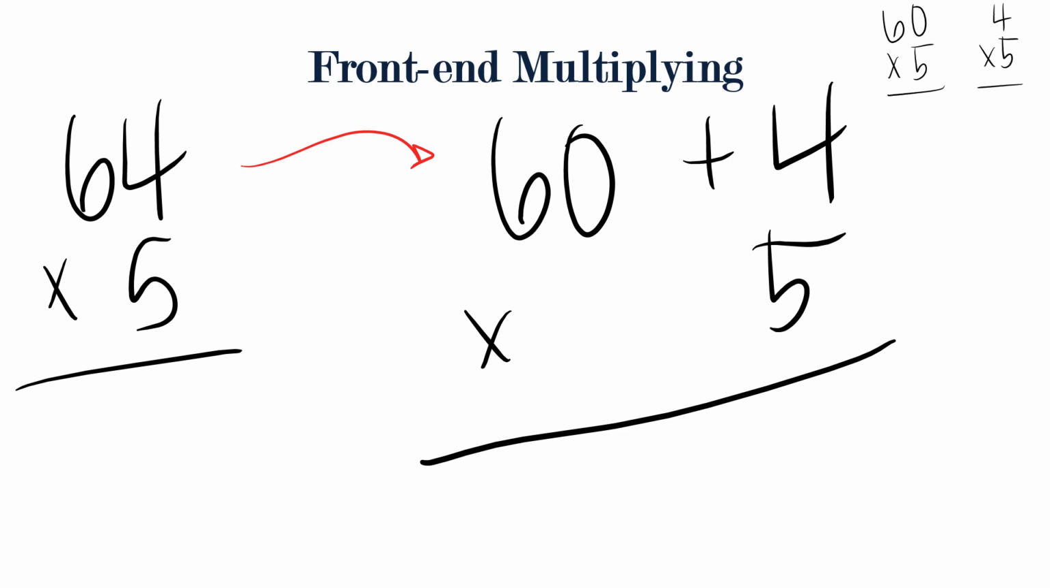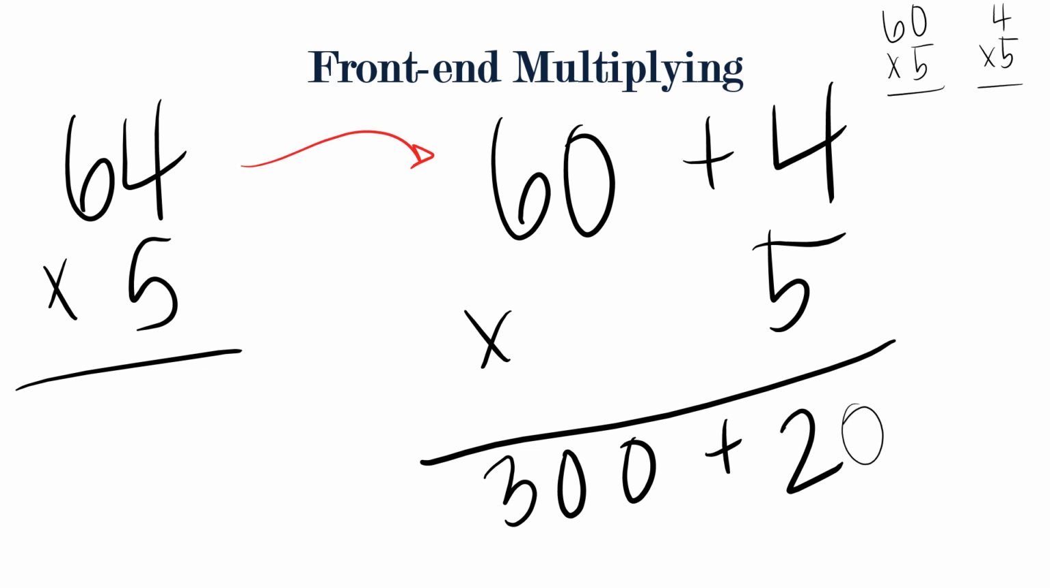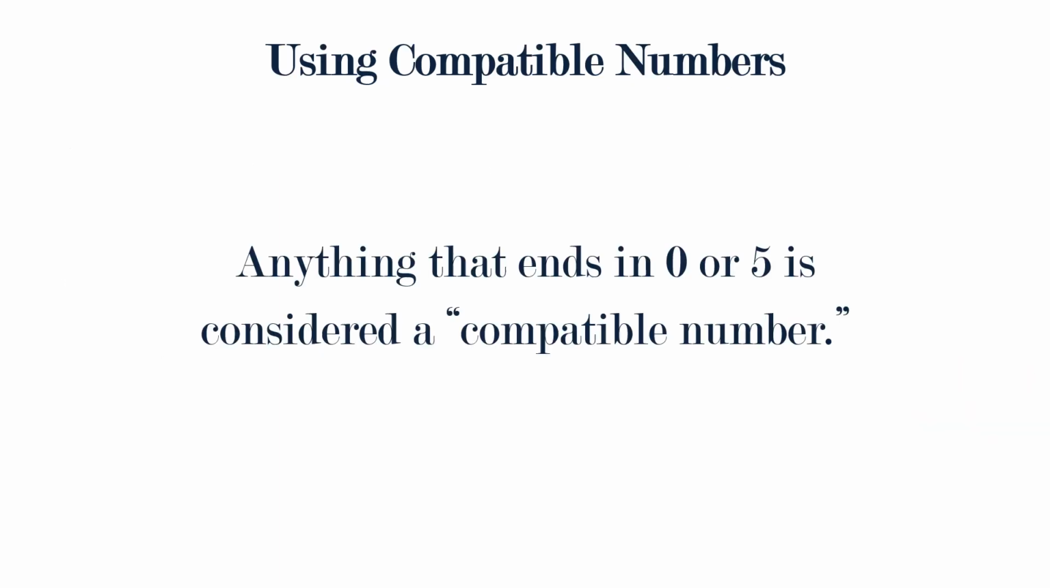All right, so I've broken 64 down into 60 plus 4, and now I'm going to multiply. 60 times 5 is 300. 4 times 5 is 20. Left off a 0 there. There we go. All right, so adding up those two values, we have 300 plus 20 gives us 320, which is our answer.